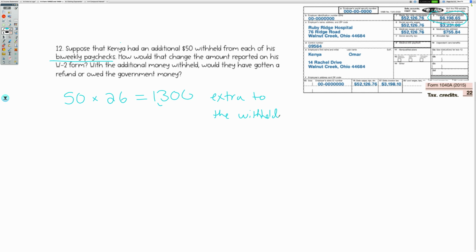So if you had an extra $1,300, would that have been enough to make them not owe and have a refund instead? Yeah. So what's the question? Would they have gotten a refund? So yes, refund. Because the only difference they needed was like $329.